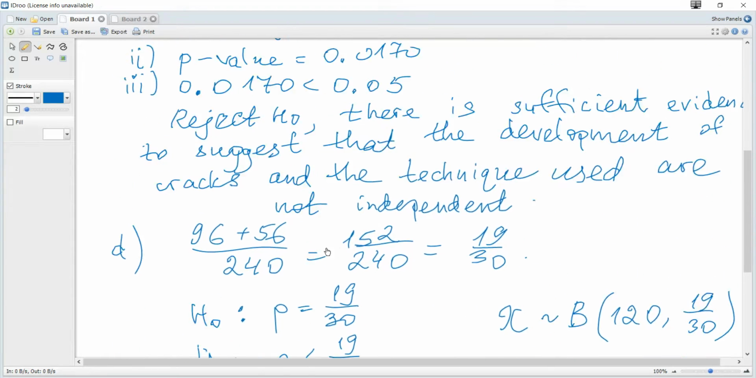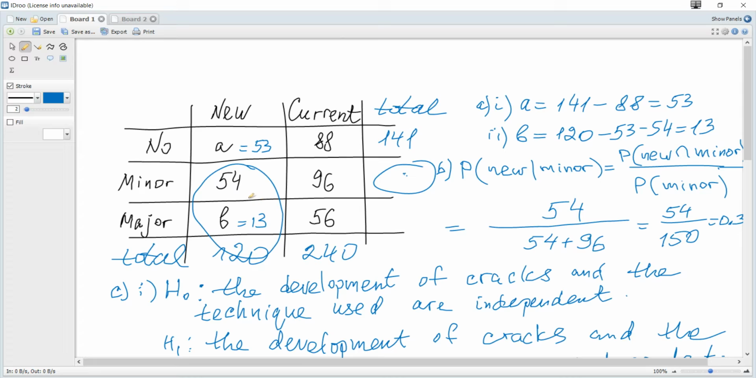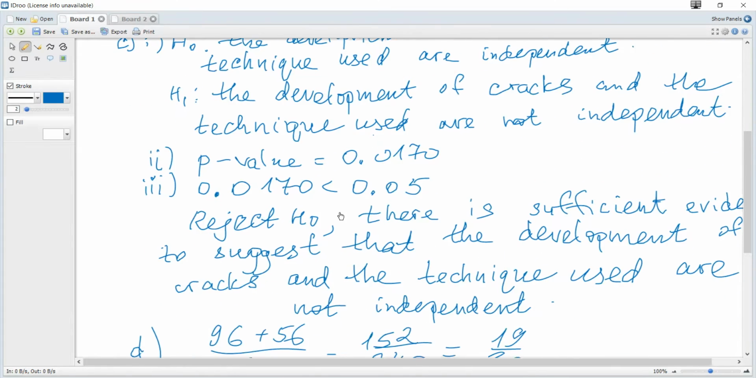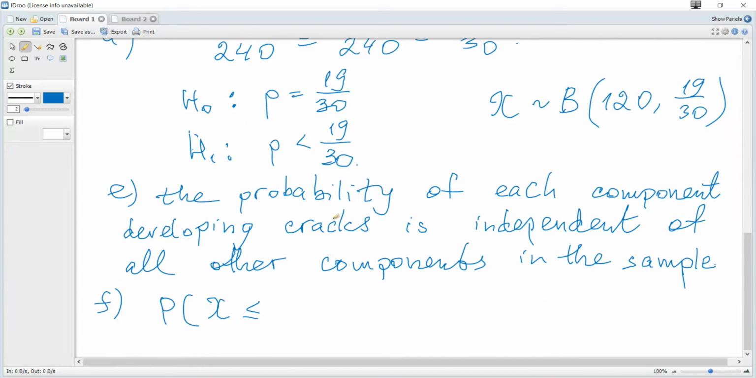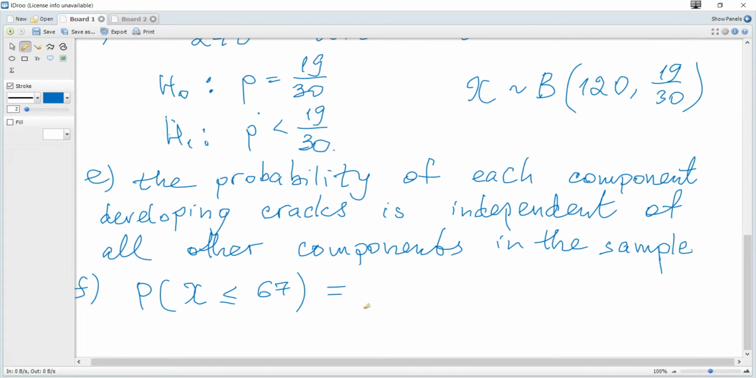It's about the new technique, and we consider components with cracks, and it's 67. So this test statistic, or experimental value, which should be used is 67, and we need just calculate the probability. And if the alternative were greater, we should consider greater than or equal to 67, and we need just calculate this probability under this binomial distribution.